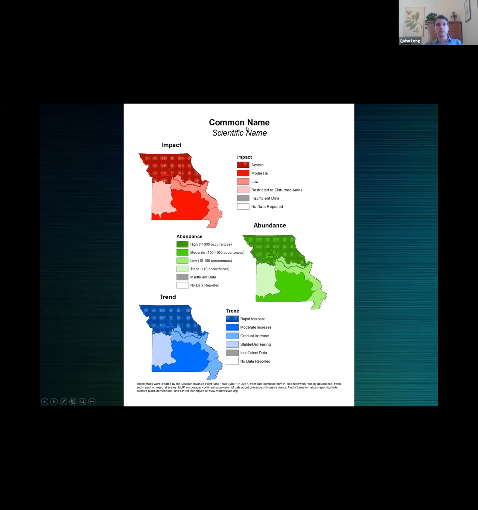This generically is not for any actual species. And I want to focus on insufficient data and no data reported. So insufficient data would mean that we did get reviews back, but we didn't have 3. We didn't have enough to actually have an average of multiple assessments. And then no data reported means that no one reported firsthand experience with that species.